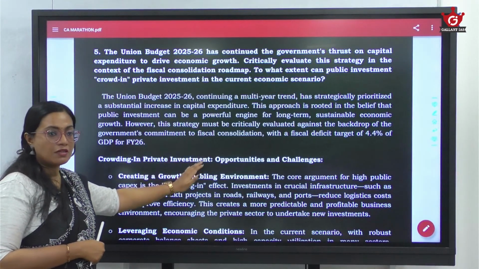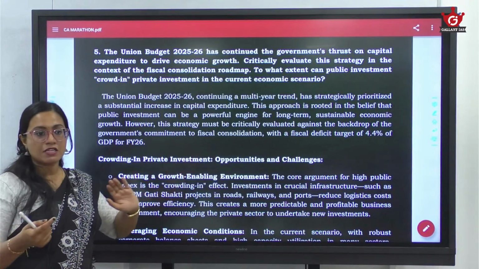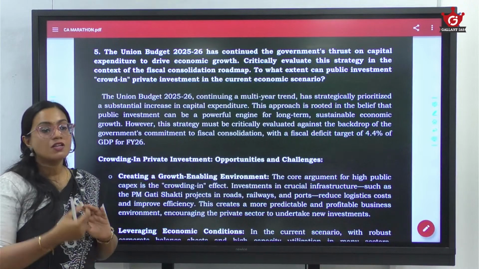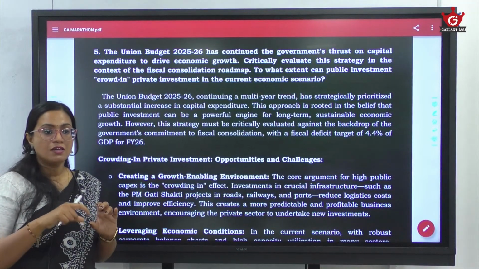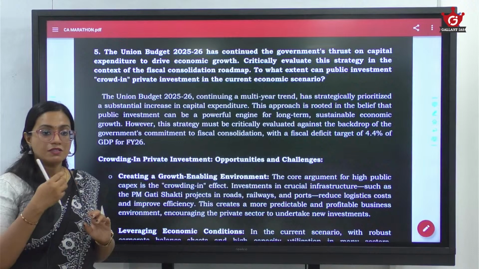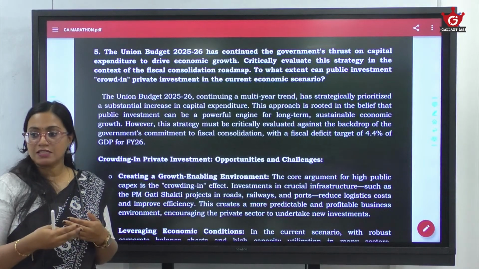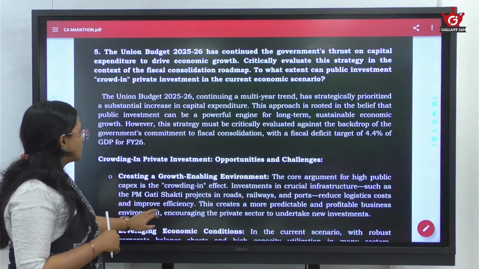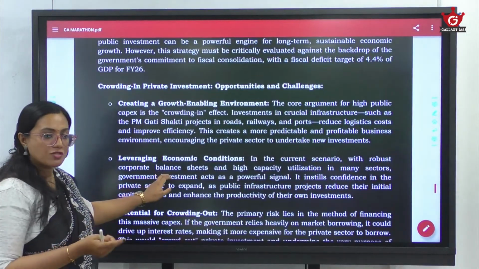That should come in the introduction part. Like in the current affairs class, we actually discussed the investment trend, the consumption trend, the savings trend. These facts are not to be remembered as facts, but to know about the trend in the economy. So that trend should be mentioned in the introduction part. Then crowding in private investment, what are the opportunities and the challenges?